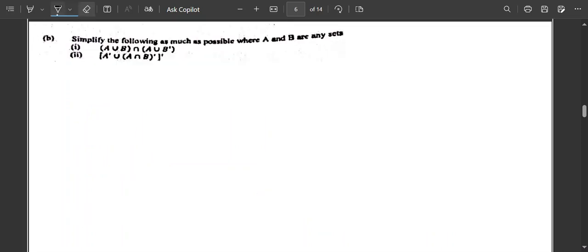Okay, so the question says: simplify the following as much as you can. So we have the first one: A union B, all right? Then intersection, A union B complement, like that.